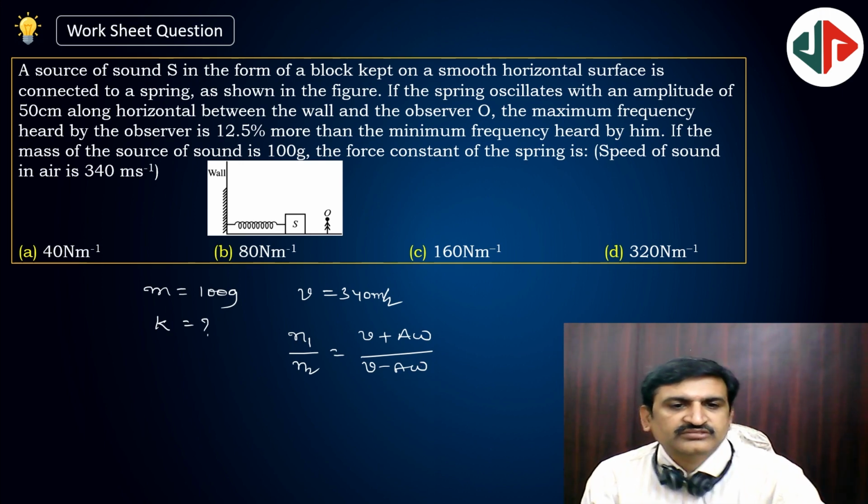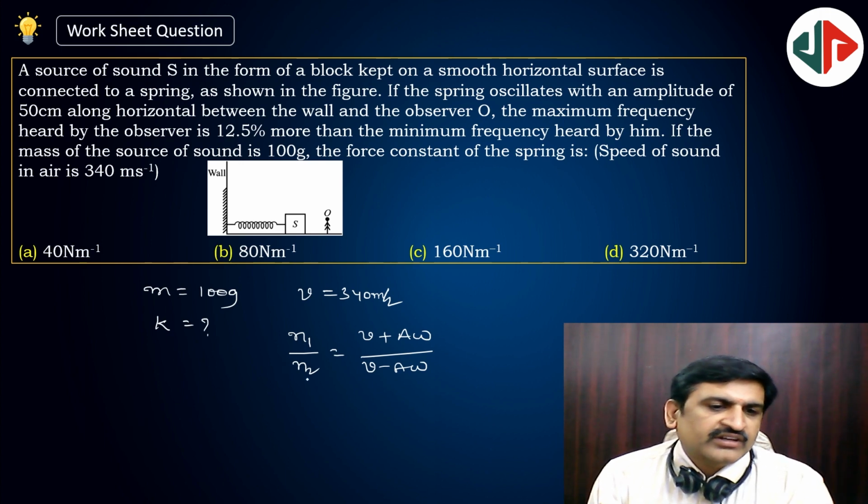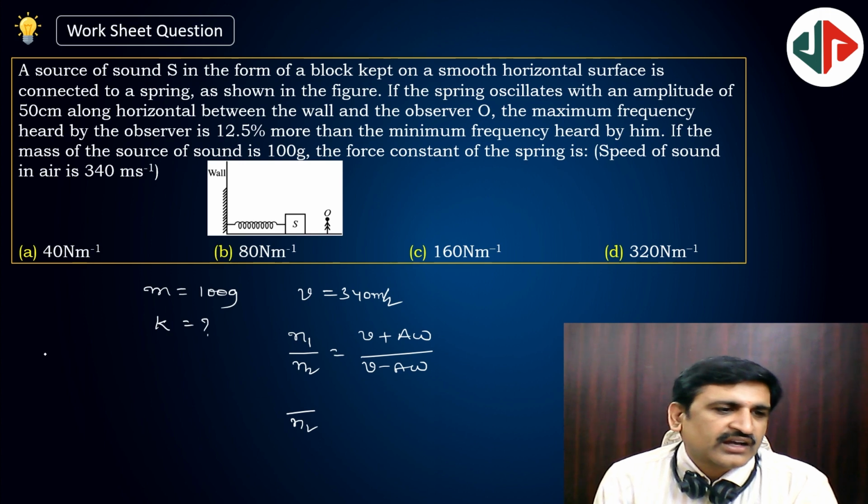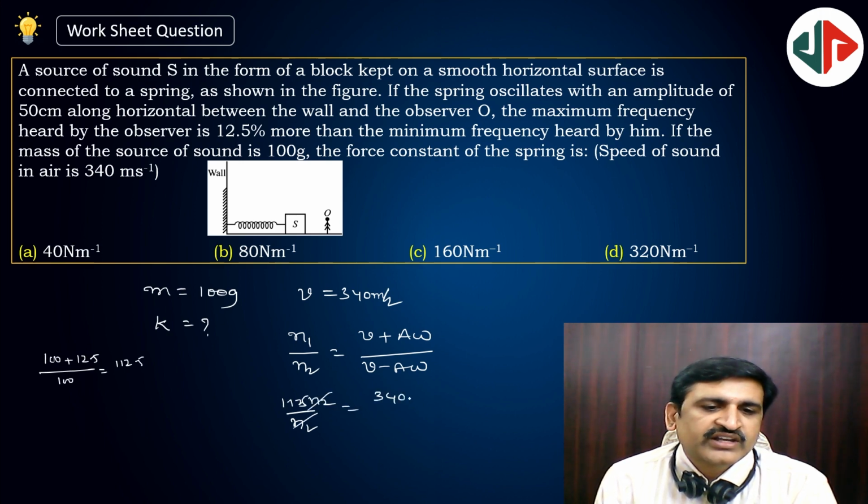So n1 by n2, maximum by minimum: n1 is 12.5% more, that means 100 plus 12.5 by 100, which is equal to 112.5 by 100, that means 1.125 into n2. N2 gets cancelled. This is 340 plus A omega by 340.